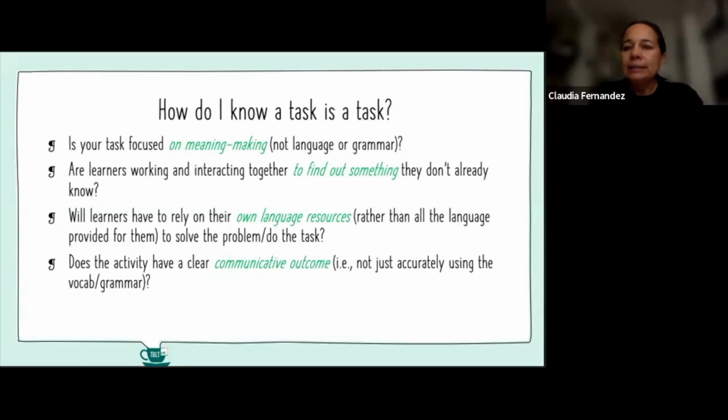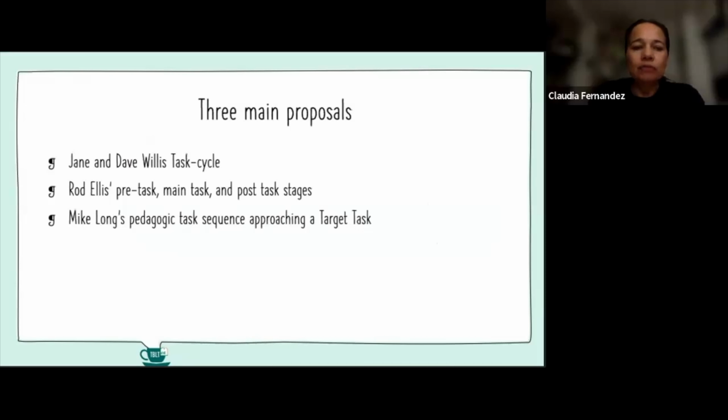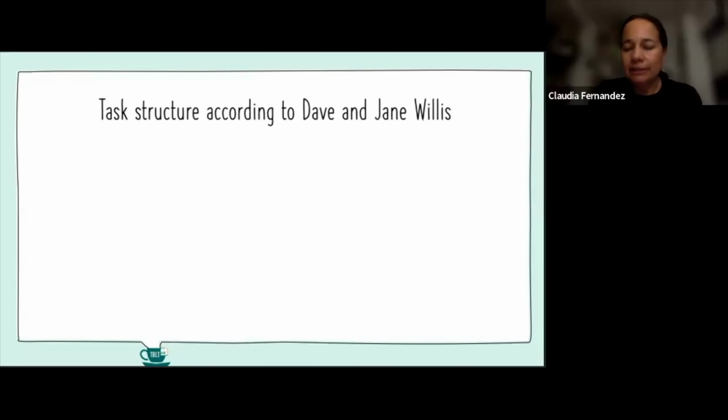So let's see what is the structure of a task. This is important because it's related to the implementation process and lesson planning. We have 3 main proposals. We have Jane Willis and Dave Willis's task cycle, something that is commonly called task cycle. We have also Ellis's pre-task, main task, and post-task stages. And we have Mike Long's pedagogic task sequence approaching a target task. I'm going to talk about each of them in the following slides.